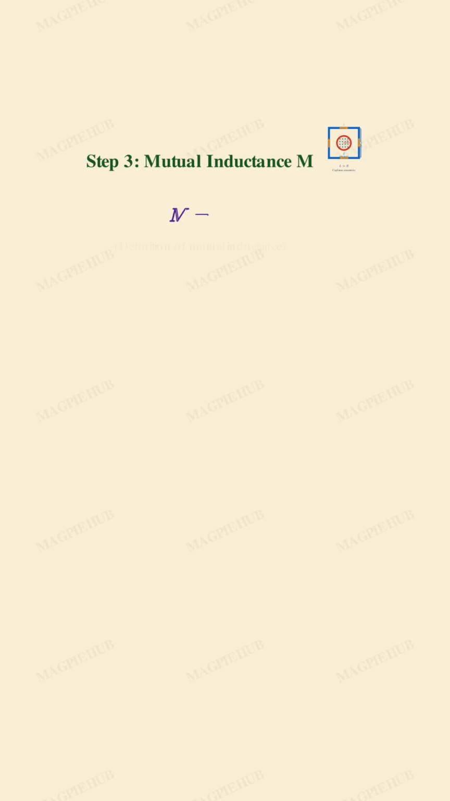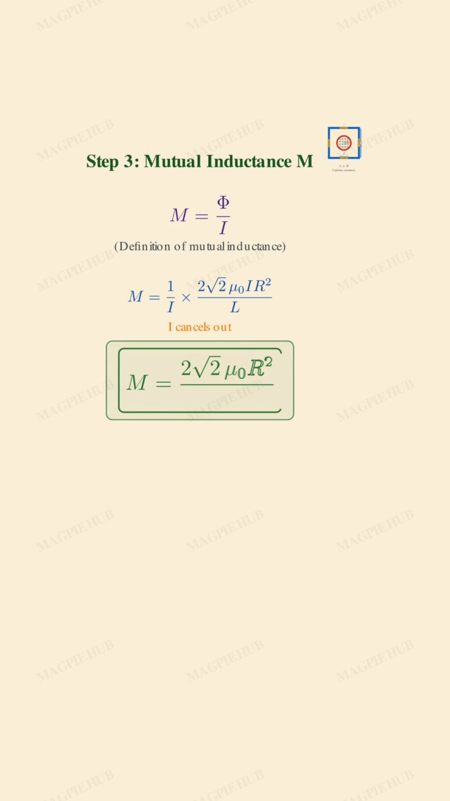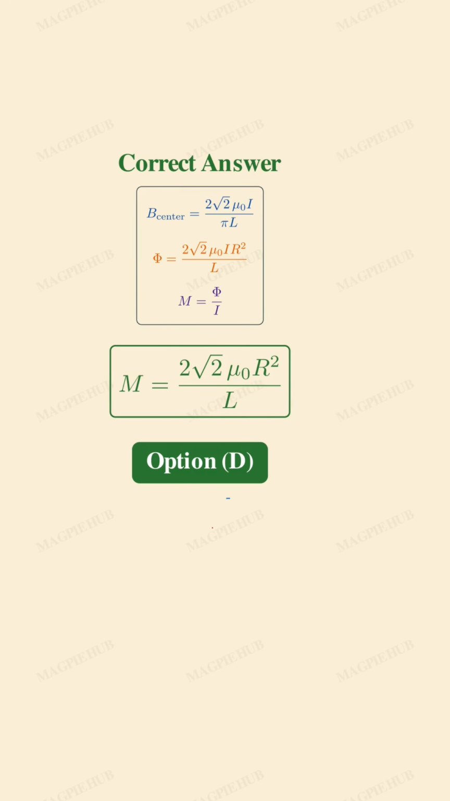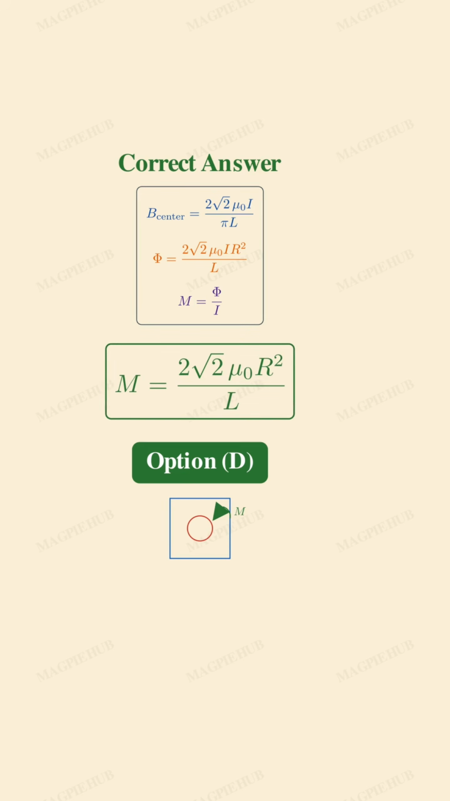Step 3. Finally, the mutual inductance M is defined as flux divided by current I. Substituting the expression for flux, M equals 1 over I times 2 root 2 mu naught I R squared over L. The current I cancels out, and we get M equals 2 root 2 mu naught R squared over L. This is our answer. The mutual inductance between the circular loop and the square loop is 2 root 2 mu naught R squared over L. The correct answer is option D.